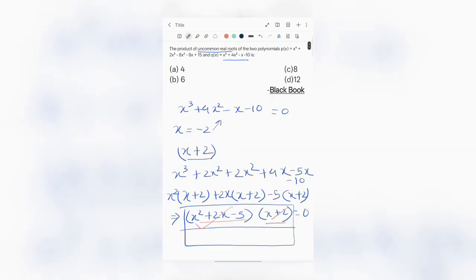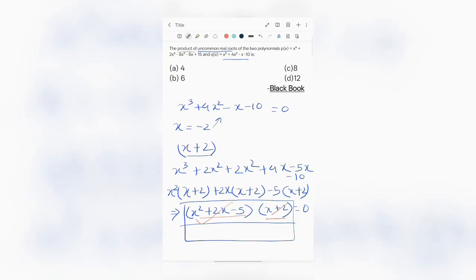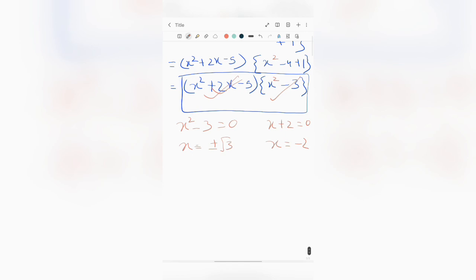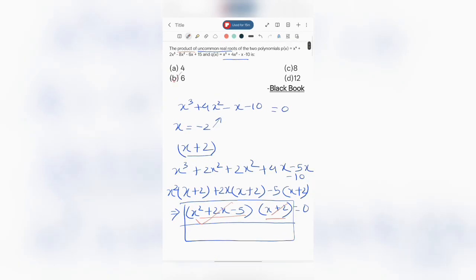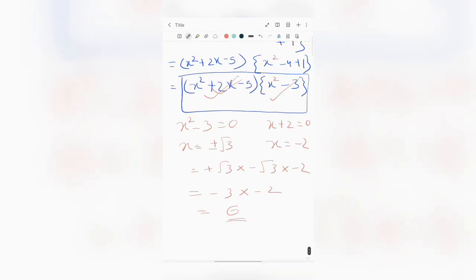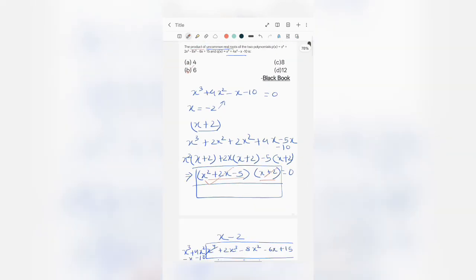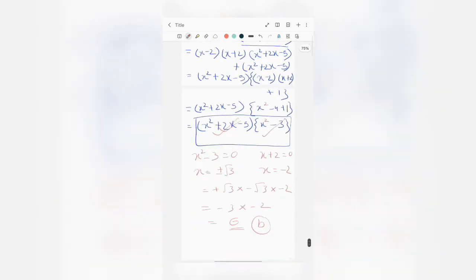And in the question they need the product, so now we multiply them. The multiplication is plus root 3 into minus root 3 into minus 2. So we get minus 3 into minus 2, which is 6. The answer is 6, and option B is the correct answer. It is quite a good question. So thank you for watching this video. Bye.